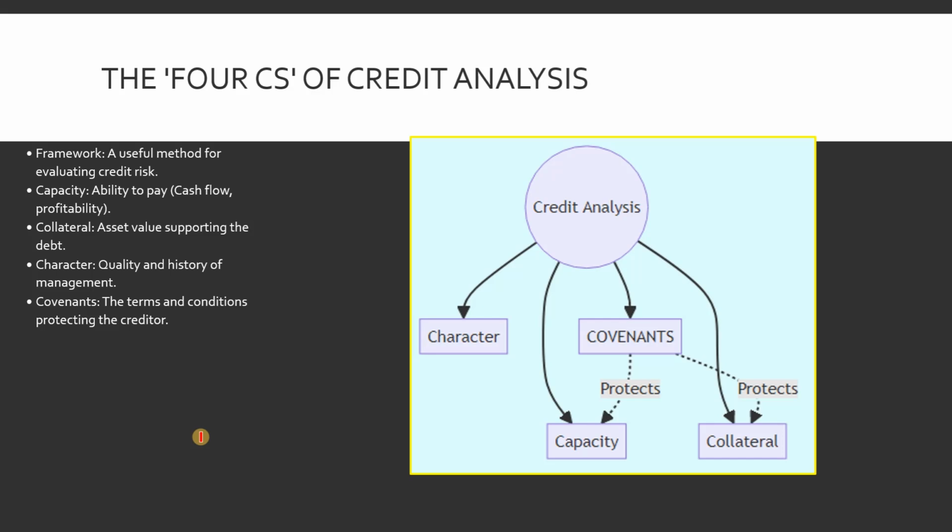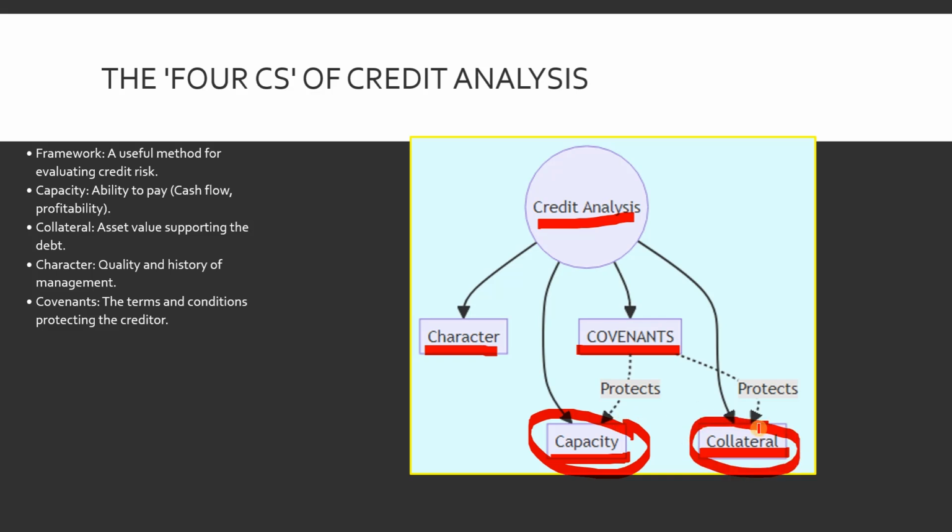So let's look at the diagram. Credit analysis is the central core. If you see here in this diagram, it branches out into four components: character, covenants, capacity, and collateral. Capacity deals with the cash flows. Collateral deals with the assets. Character deals with the management's trust. And the dotted lines within the covenants link to capacity and collateral. This shows how covenants actively protect the financial health and assets of the firm.